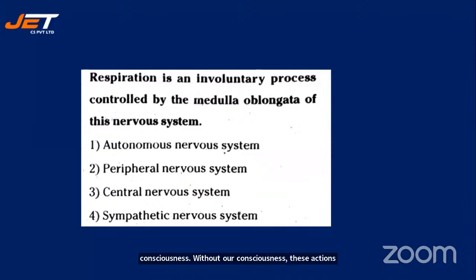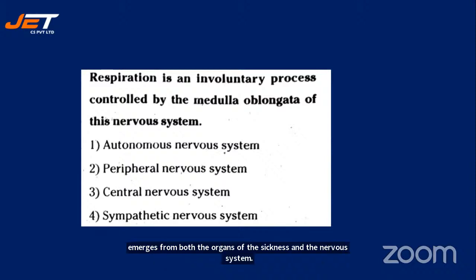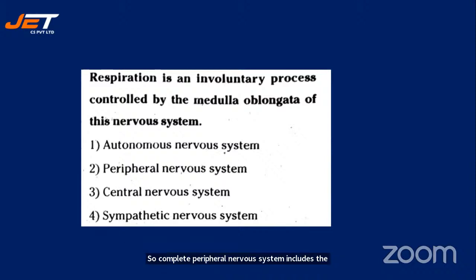So under which nervous system? Actually, children, we have three types of nervous system: central nervous system, peripheral nervous system, and autonomous nervous system. Central nervous system includes two important organs, the brain and the spinal cord. Peripheral nervous system includes all the nerves which emerge from both organs of the central nervous system, the network of nerves and nerve cells. Then comes autonomous.